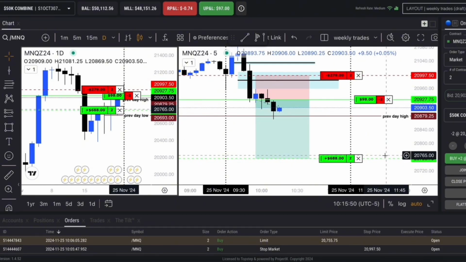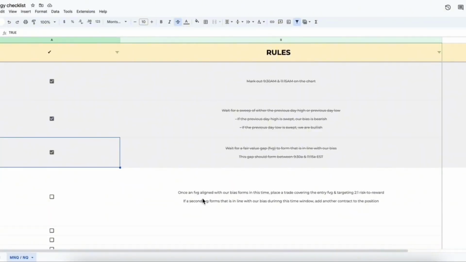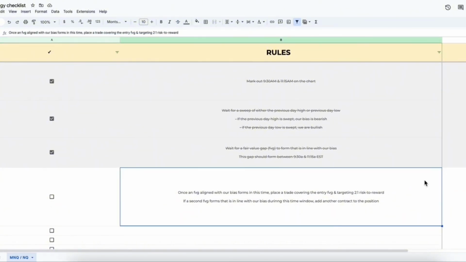I'm going to come back with an update on how this trade goes. Before I go, let me just go back to the checklist real quick. Yeah, so once an FVG, or fair value gap, aligned with our bias forms in this time, place a trade covering the entry fair value gap and targeting 2-to-1 risk to reward. If a second fair value gap forms that is in line with our bias during this time window, add another contract to the position. This was the trade management I mentioned I wanted to try out. But because I'm still trying to get used to the limit orders and market orders and stop orders, I'm going to keep it like this for now with 2 contracts at the second fair value gap for this particular trade. But we can check this off because the trade has been placed targeting 2R.